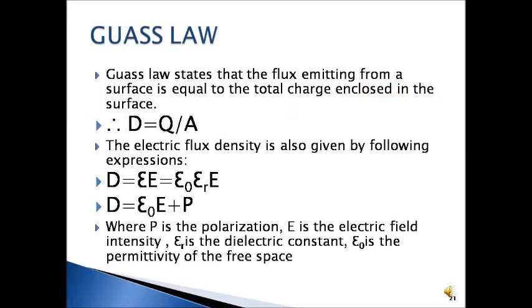Gauss law. Gauss law states that the flux emitting from a surface is equal to the total charge enclosed in the surface. Therefore, D is equal to Q by A. The electric flux density is also given by the following expression. D is equal to epsilon naught E plus P, where P is the polarization, E is the electric field intensity, epsilon r is the dielectric constant, and epsilon naught is the permittivity of the free space.